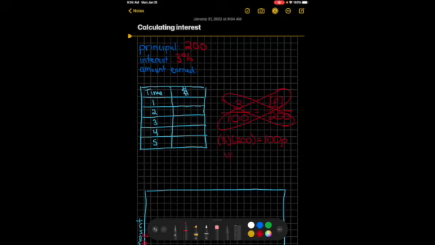So I get 600 equals 100p. Then I need to isolate my variable. So I'm going to divide both sides by 100. This cancels out. And I know 600 divided by 100 is 6. So the interest that I'm going to earn each year on the principal amount of $200 is $6.